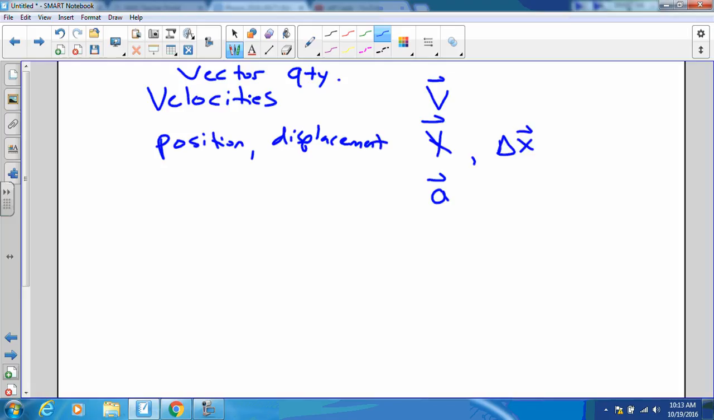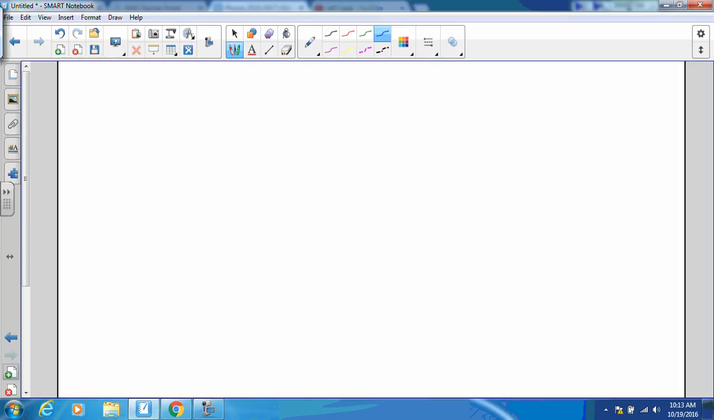all have direction too. Now, the most frequent type of problem that we worked that involved motion in two directions were the projectile problems. And so as you are practicing for your test, you absolutely want to practice up on projectiles.